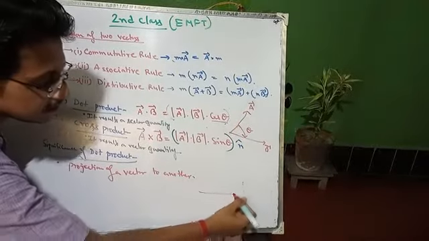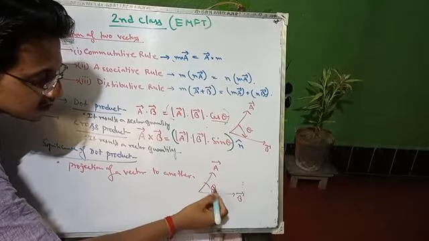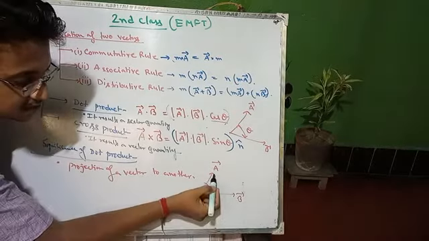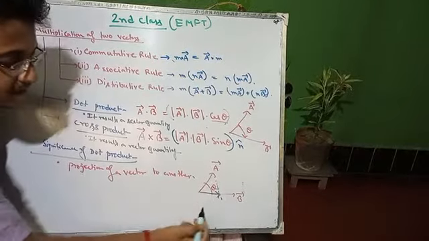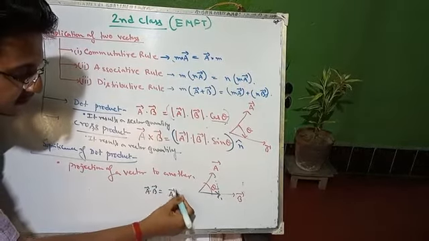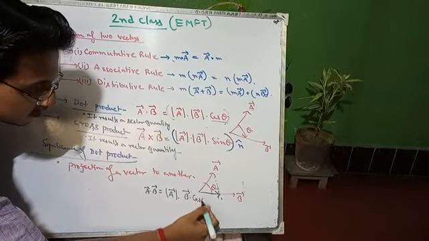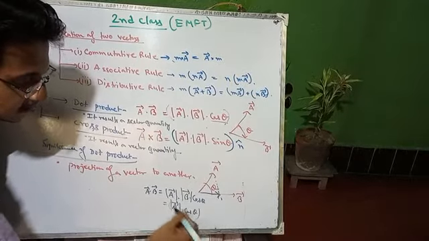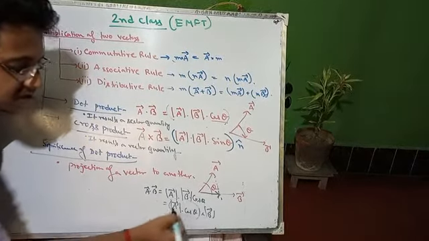Suppose we consider B vector over here and A vector over here. So it will be cos theta. If we consider cos theta over this angle, then cos theta means the projection of A on B. So we can write A dot B as modulus of A into modulus of B cos theta. Can we write A cos theta multiplied with modulus of B? So A cos theta means the projection of A vector on B.